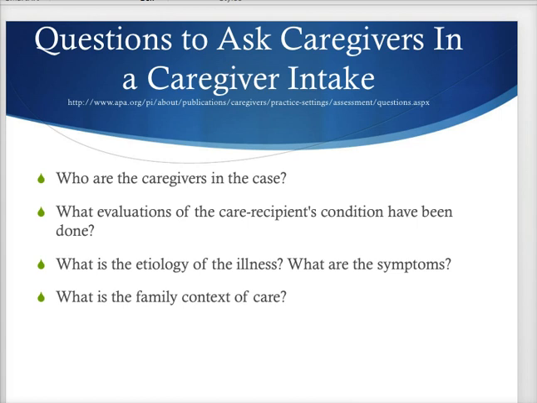Also think about the family context of care. So what is the family's developmental stage? Who's taking care of whom, and how many other people are they taking care of at the same time? Who are the primary and secondary caregivers? How much stress and burden are they suffering? What are the contexts of the caregiving experience? In what stage of caregiving are they? And what resources do they need?